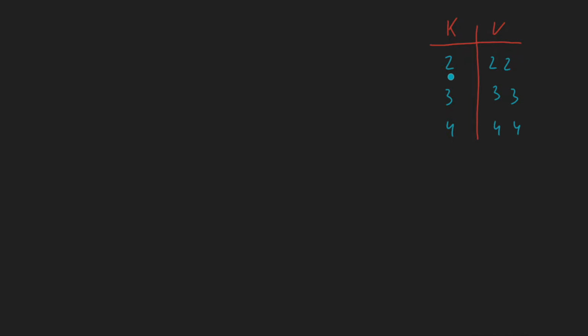And the next element that we are adding is again 2 with the value of 23, so we are updating it to 23. And let's say that the next one that we want to add is key 5 and value 55. Let's say that our capacity in this case is equal to 3.